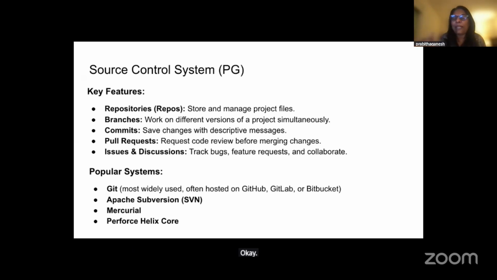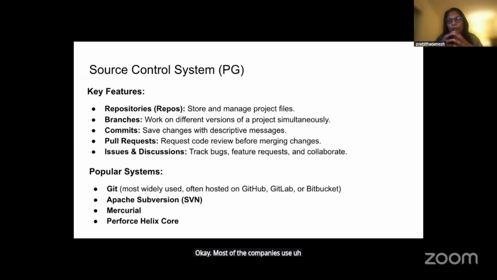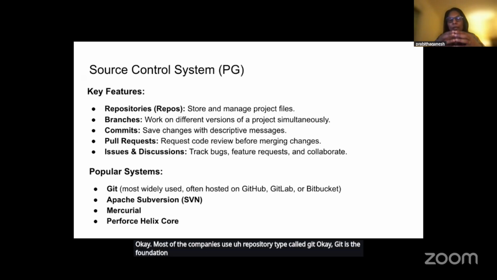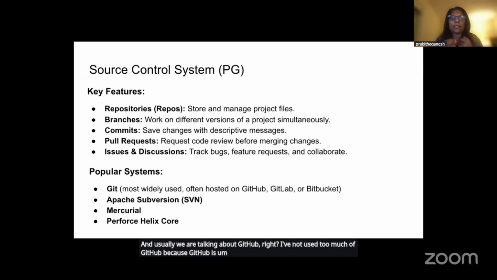No, ma'am. Okay, if you get this, then everything else is built on the foundations. You get the foundations of how the system is and what the system is. Then going forward, it's pretty easy. Why it is easy is because these are popular systems. This is the foundation of how things work. It doesn't matter where you go. Most companies use a repository type called Git. Git is the foundation of this entire tool set that we are talking about, version control, source control.